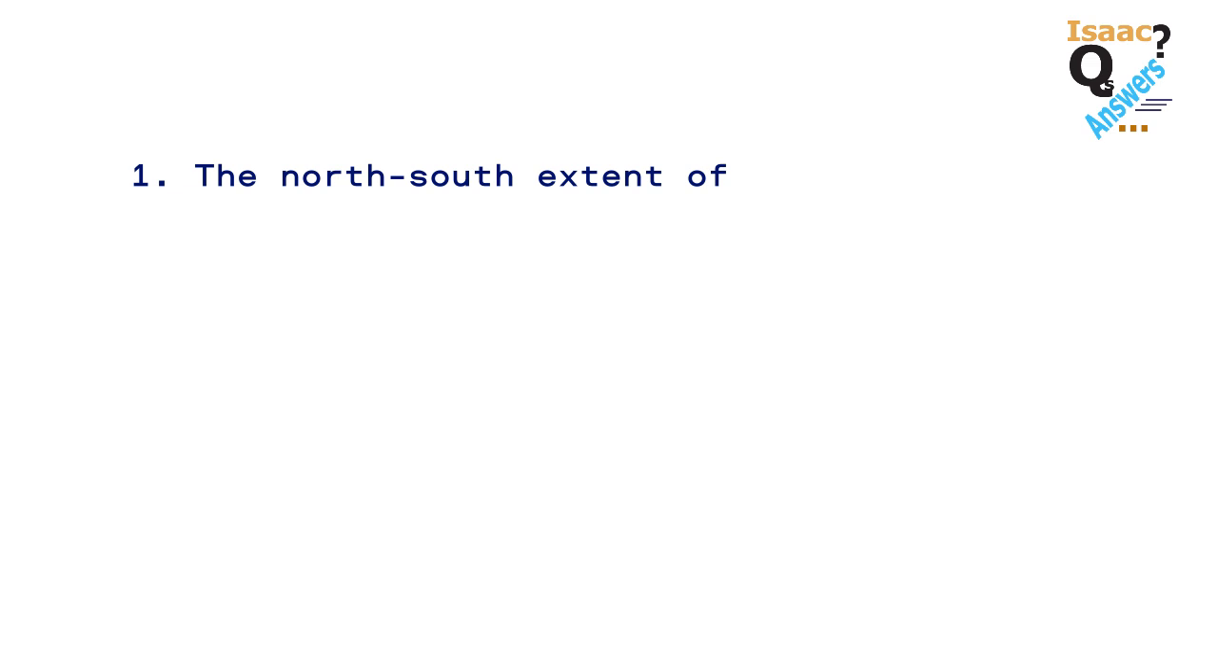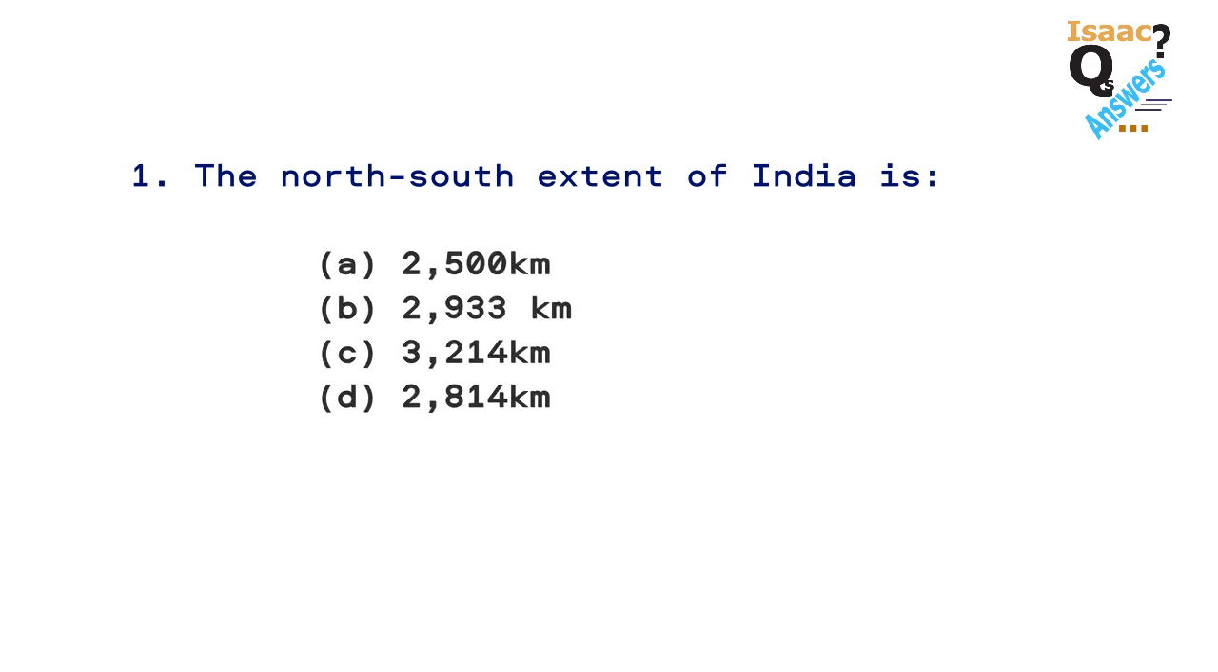Question number 1. The north-south extent of India is, the options are A. 2500 km, B. 2933 km, C. 3214 km, D. 2814 km. The answer is C. 3214 km.